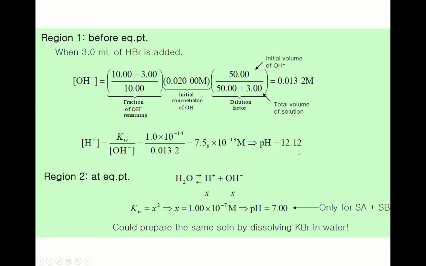And the second region is at the equivalence point. The net reaction is this one, so you don't have to calculate anything. The proton concentration and hydroxide ion concentration are the same. So pH is 7.00. All right, very simple.